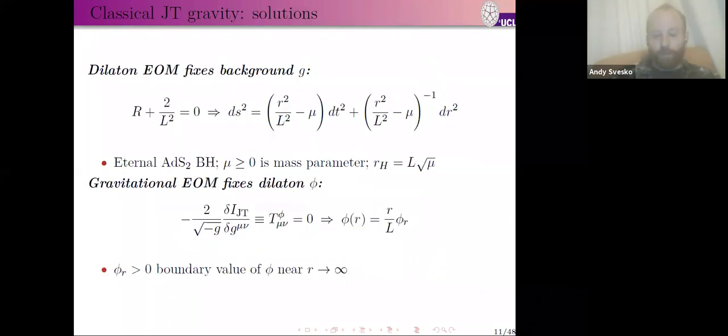Okay. So we have the classical JT action. Let's first discuss its solutions. The dilaton equation of motion fixes the background to be that of eternal AdS2. So this is just the solution of the dilaton EOM. I've written here the metric of the eternal AdS2 black hole, where mu is a mass parameter because it's proportional to the ADM mass of the system. The gravitational equation of motion, which I've only written down formally, fixes the form of the dilaton. Generically, the dilaton can be time dependent, but we're only going to be interested in time independent solutions for the dilaton.